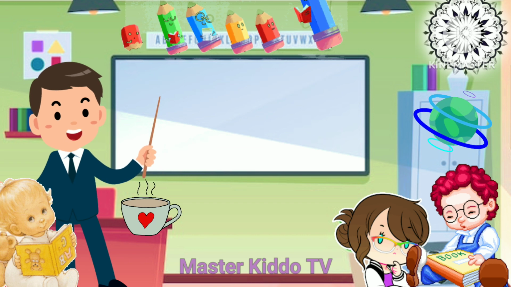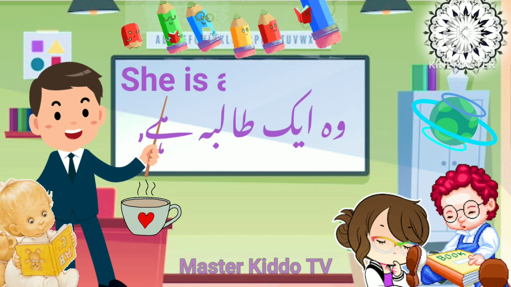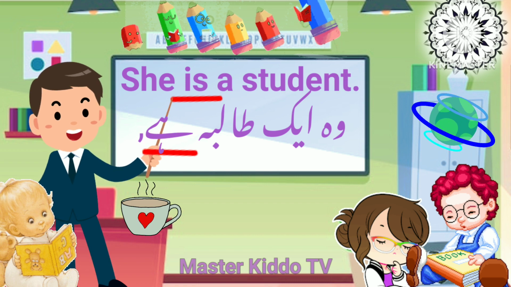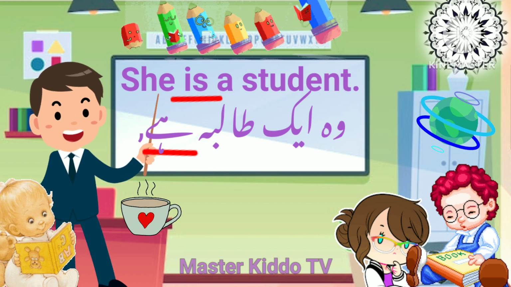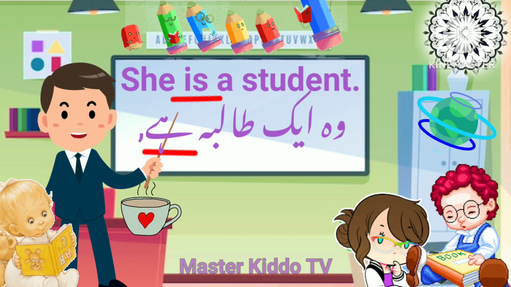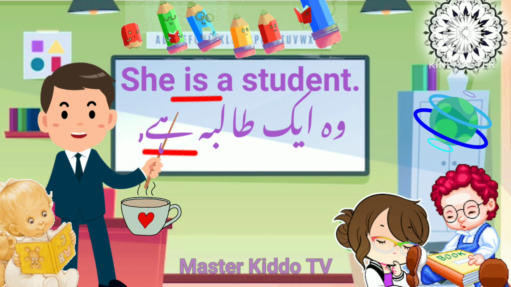She is a student. Here is used after she. She is a student. वो एक तालबा है. She is a student.